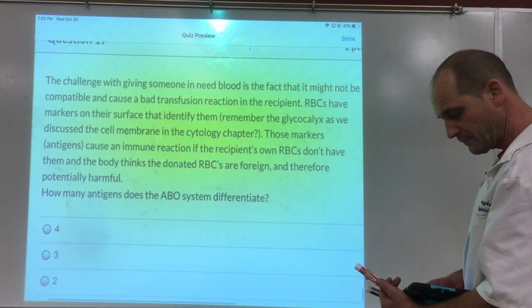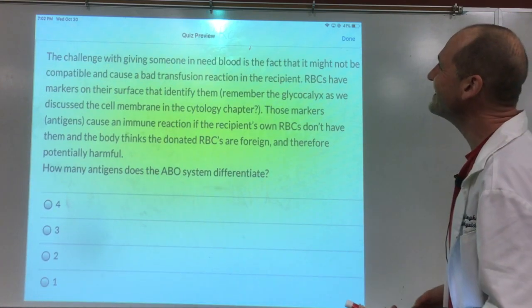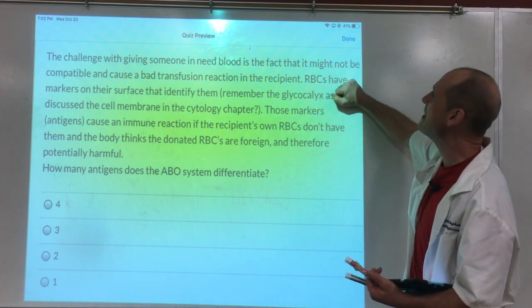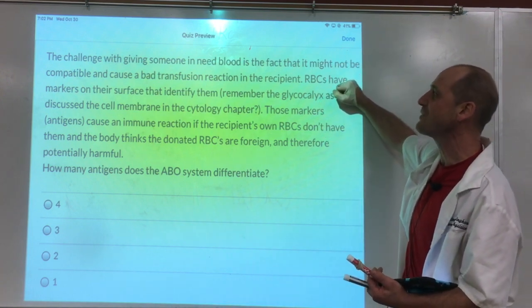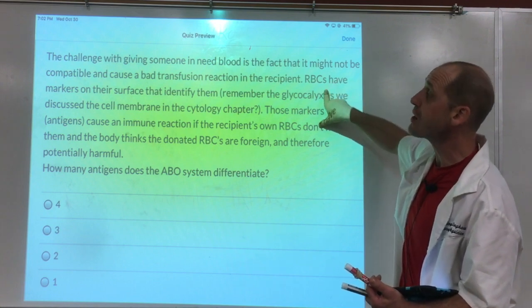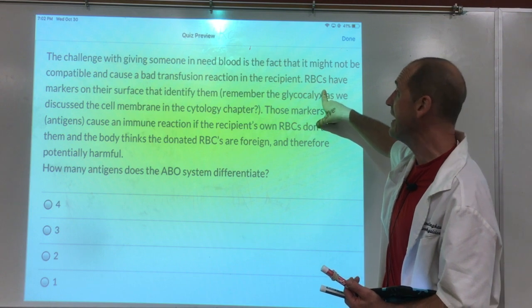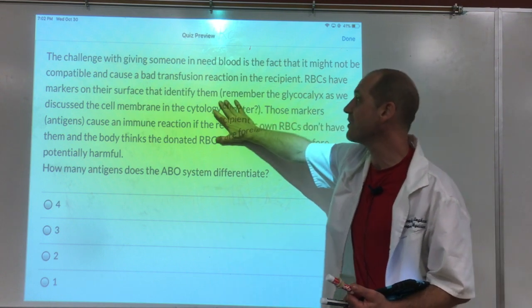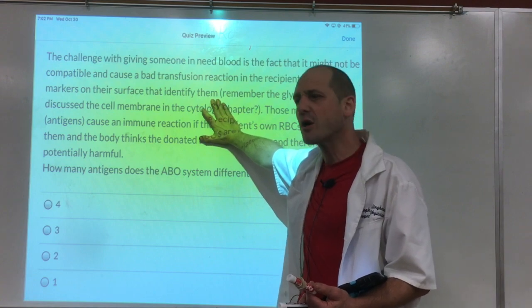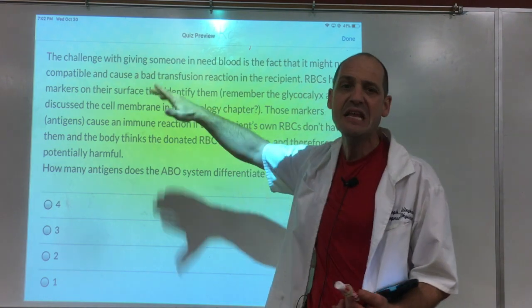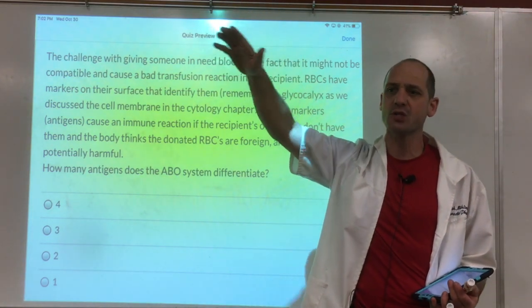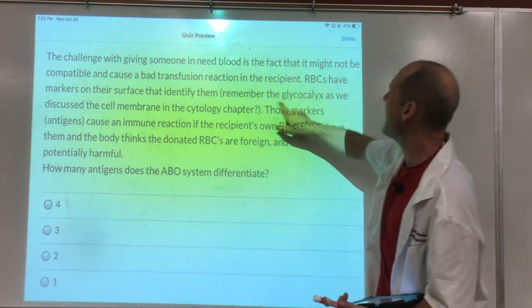Yeah. The challenge with giving someone blood is the fact that it might not be compatible and cause a bad transfusion reaction in the recipient. RBCs have markers on their surface that identify them. They have markers on their surface that say, this is me, this is my son. It doesn't spell it out, but that's on the glycocalyx.